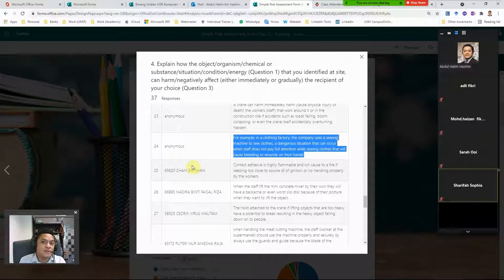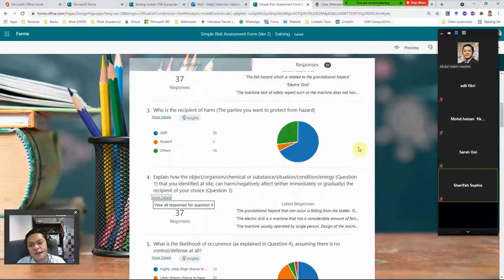Okay. A better answer would be, when they are sewing on the machine, that person would have to move the material into the part where the needle is operating, and that is where part of the finger would go into the path of the moving needle, and that moving needle can puncture the finger. That is, for example, a better answer to explain how. So I hope every one of you can go back to your answers and review whether you are doing it right or wrong, because that is where usually students get it wrong.